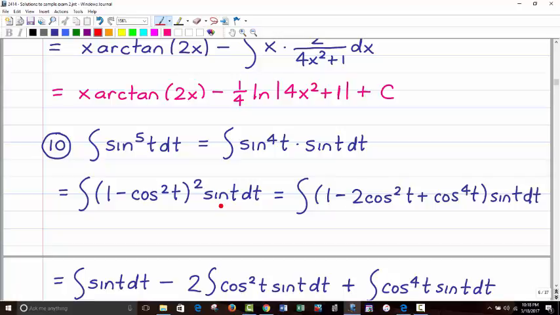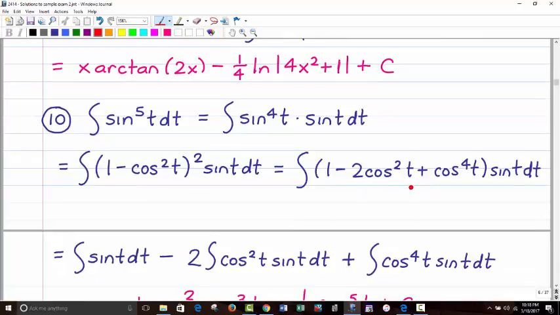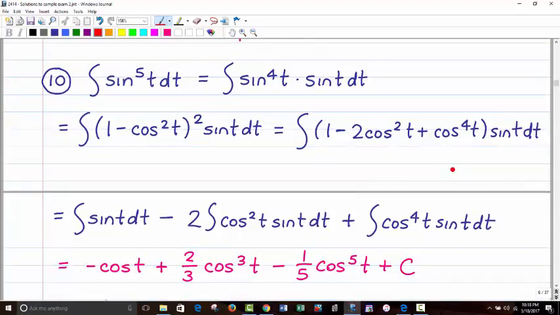Now, I've always promised students that you won't have to do anything more than squaring a binomial on an exam. There's no chance I would have something cubed or to the fourth or put you through that kind of grief and torture. Anyway, squaring a binomial is not too difficult. Just FOIL it out, and you'll get 1 minus 2 cos squared t plus cosine to the fourth t.